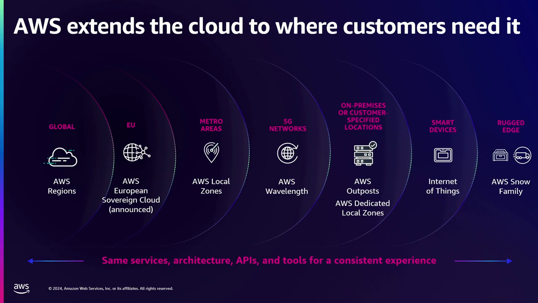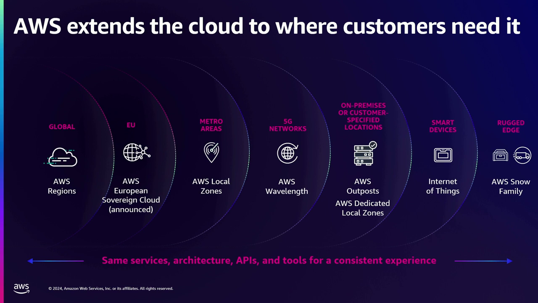So with Outposts, they can have a consistent experience between what they're running in the cloud and the services that they need to run locally in their data centers. Now, in August of 2023, we also announced a new solution that allows us to put infrastructure in customer facilities, and that is AWS Dedicated Local Zones. It's similar to commercial local zones, but these are dedicated to a particular customer or community of customers. These could be built and operated in our customers' facilities, in a third party, or even in AWS facilities. And I'll touch a little bit more on dedicated local zones.